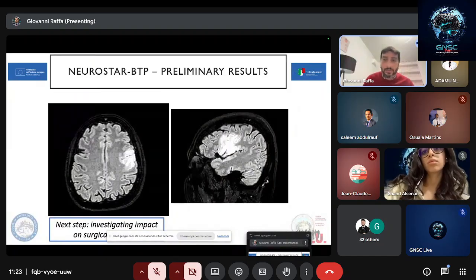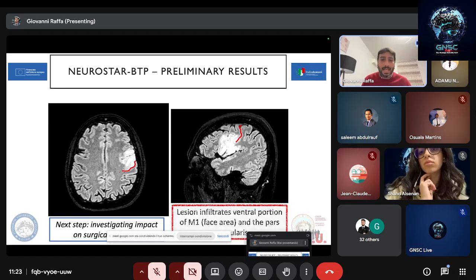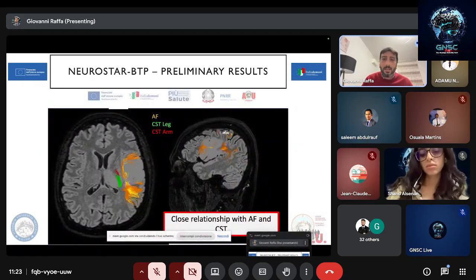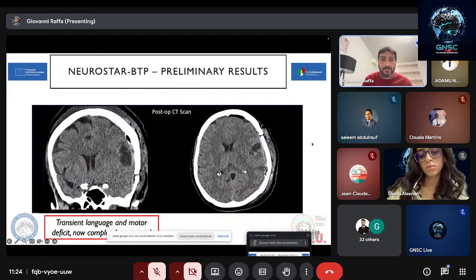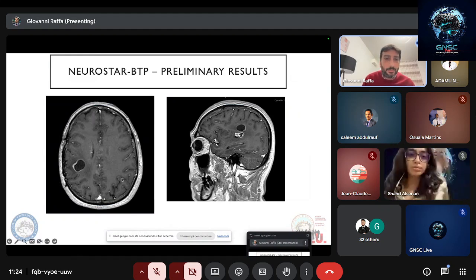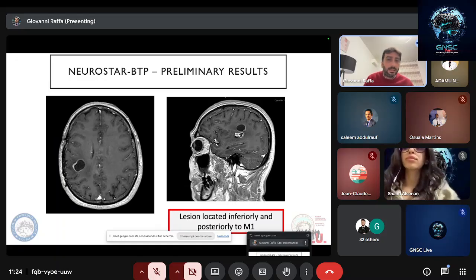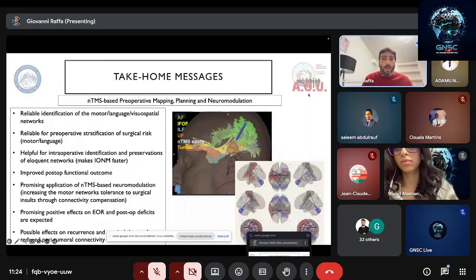This is an example of those cases that then we operated, of course, using also the NTMS-based preoperative mapping and planning. So we performed our NTMS motor mapping, language mapping, and also our DTI cartography of the language fascicles. And this is just a CT scan showing the resection of the lesion. We are waiting for performing the MRI scan. This is another case that I showed you before in the analysis of connectivity. And of course, the lesion was completely resected without post-operative deficits.